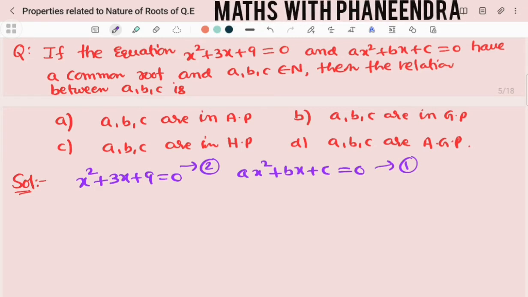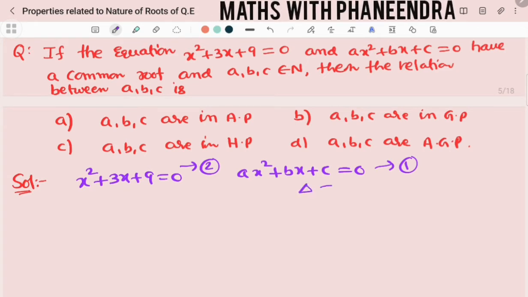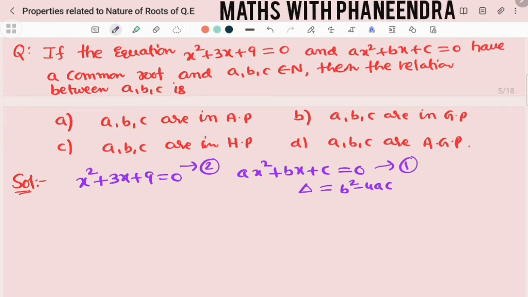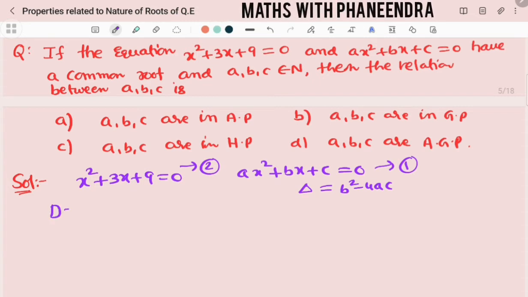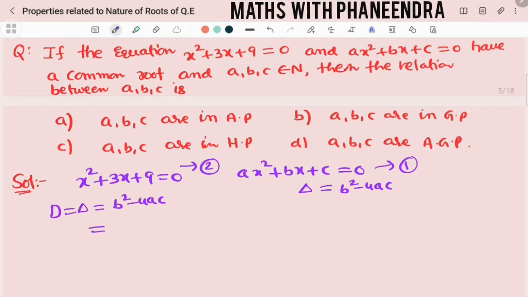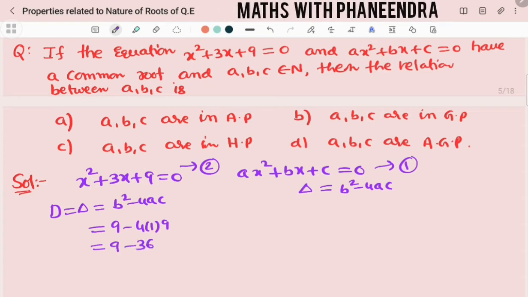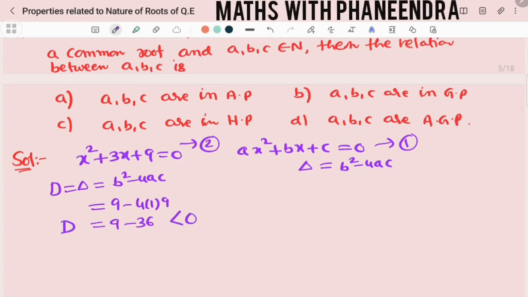But the deciding factor is the discriminant. So the discriminant of the quadratic equation, for this you can calculate, discriminant D or delta is equal to b square minus 4ac. We don't know whether it is greater than 0 or less than 0 or equal to 0, but here we can get it. Delta is equal to b square minus 4ac. So b square means 3 square, 9 minus 4 into 1 into 9. So 9 minus 36, obviously less than 0. So discriminant is less than 0.